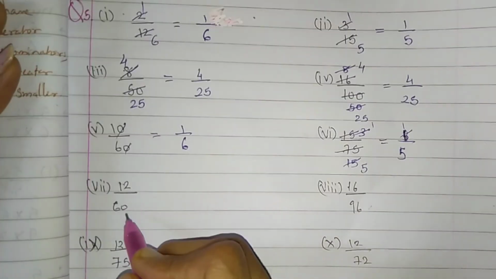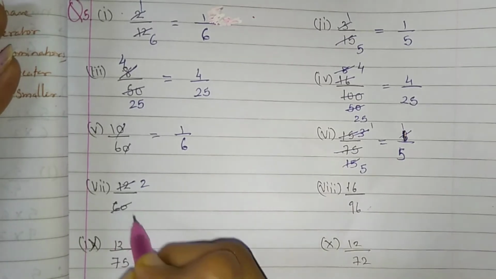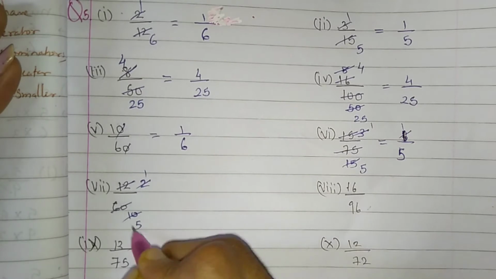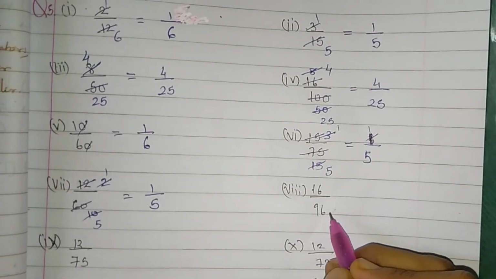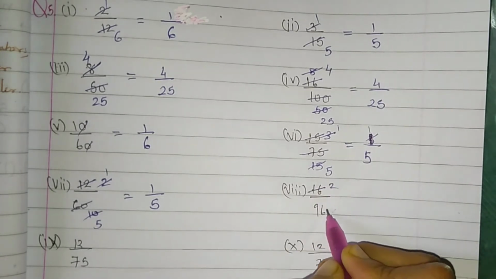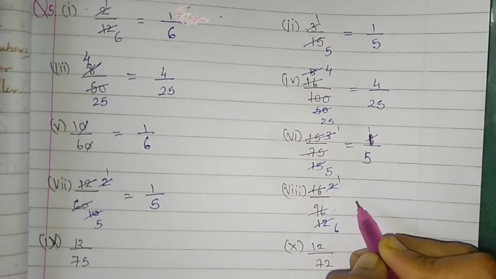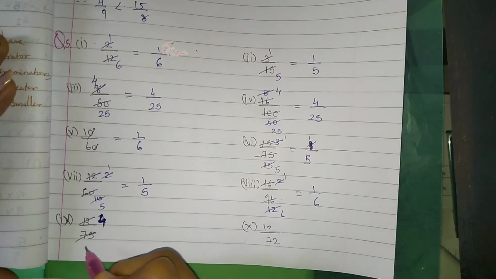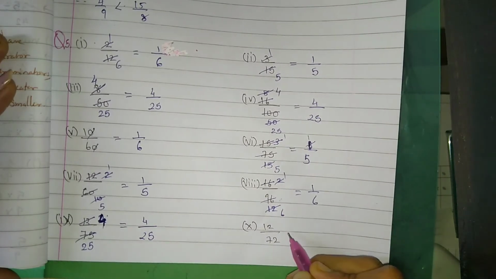Now 12 upon 60, now 6 twos are 12 and 6 tens are 60, 2 ones are 2 and 2 fives are 10, so 1 upon 5. Here 16 upon 96, so 8 twos are 16 and 8 twelves are 96, 2 ones are 2 and 2 sixes are 12, so 1 upon 6. Next, 12 upon 75, 3 fours are 12 and 3 twenty-fives are 75. Then again no cancellation, so 4 upon 25.